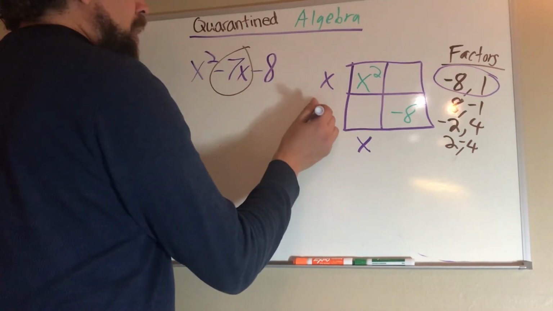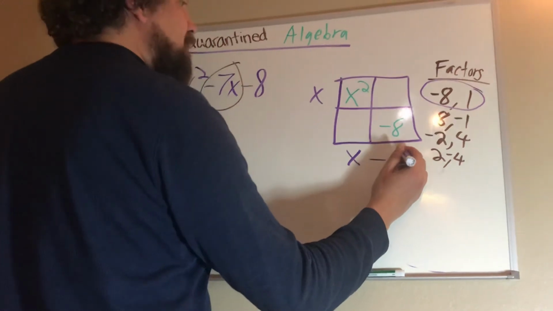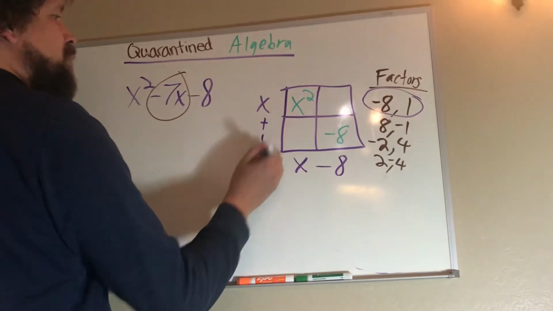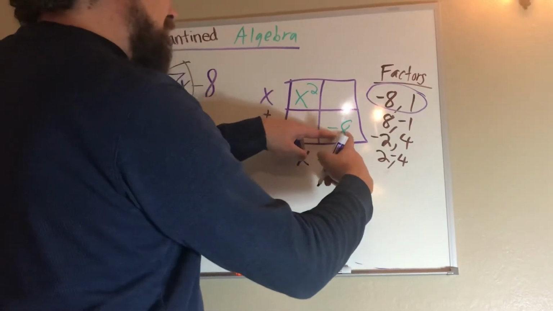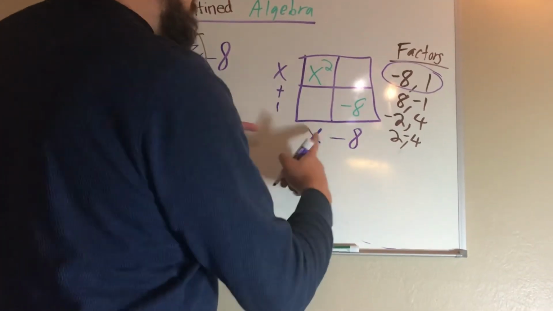Let's put, I want to put that over here. It just looks a little bit nicer. X minus 8 over here. X plus 1 over here. Yeah, we knew that they were going to multiply to make a negative 8 because they were factors of it. We know the x's would work over here. But then notice what happens.